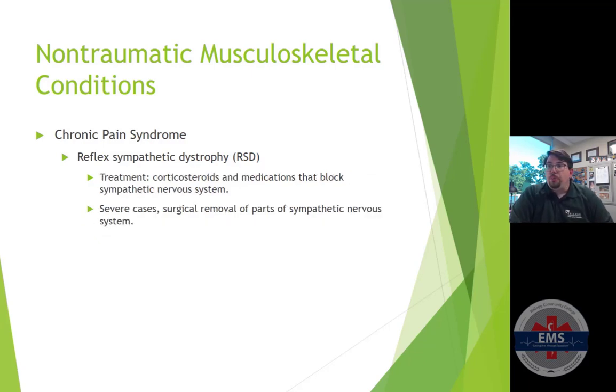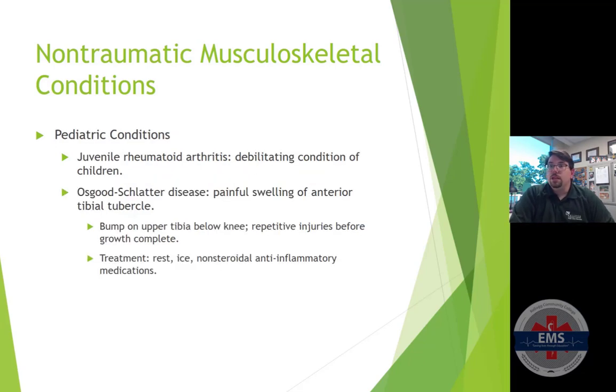Treatment: corticosteroids to help with inflammation, medication that may block the sympathetic nervous system, oftentimes may be used in some real severe cases. Surgical removal of part of the sympathetic nervous system actually can help, surprisingly, but it's one of those more severe, drastic type components.